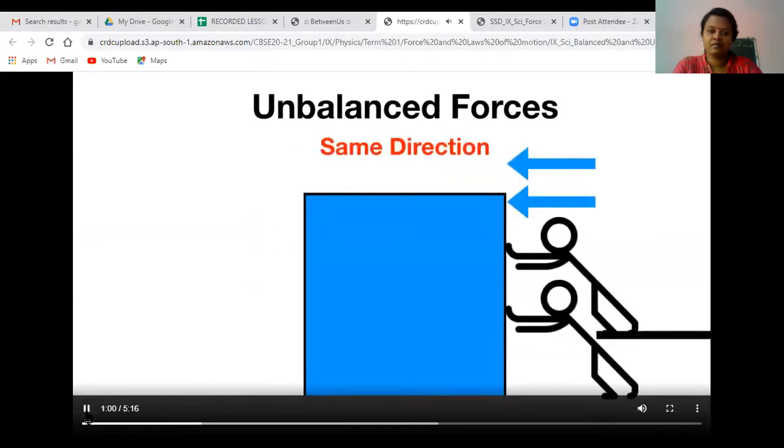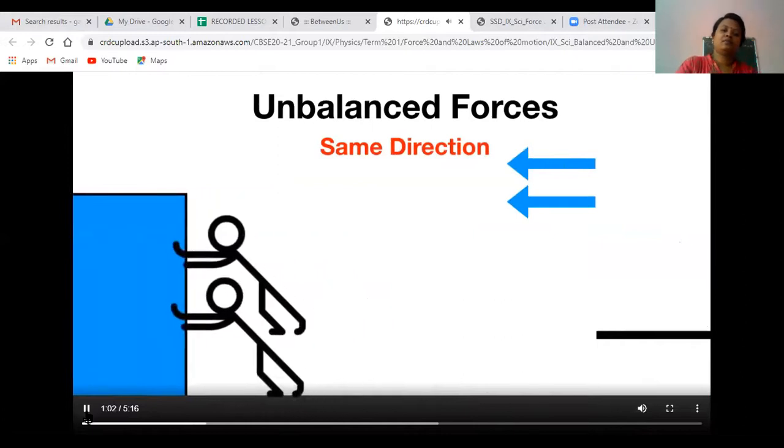When you push on the box, you will find that it definitely will move. So this is an example of an unbalanced force. Your forces are not canceling out.